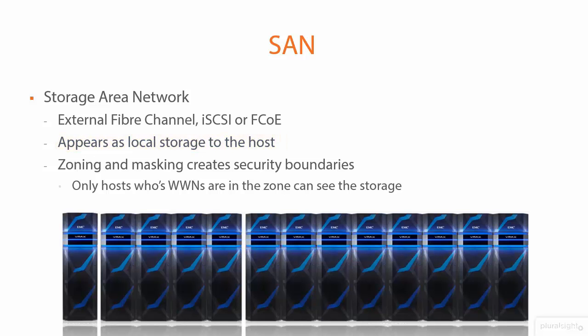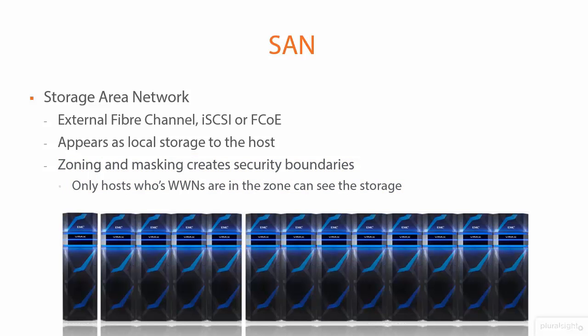So we maintain security in this type of environment through something called zoning and masking. All right, so there's a masking view, there's zoning, there's initiator groups, and so forth. There's a number of concepts within SAN technology that's beyond what you really need to understand here. But just for the purposes of understanding how security functions in a SAN environment, just understand that there is zoning and masking. So zoning can be thought of as a security boundary.